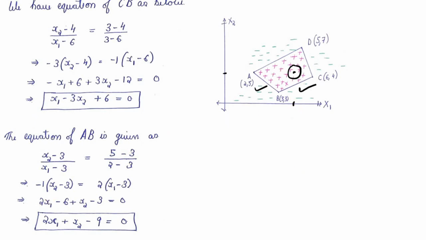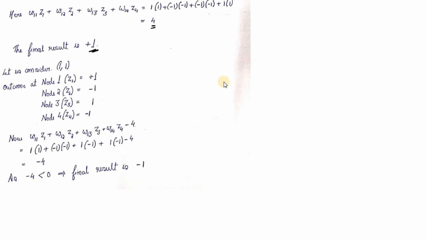Now let's consider a point which lies outside the region and validate whether the model is correctly able to identify it as a negative point or not. For that, I considered the point (1, 1). I use the same approach as I did before, or in fact, let me paste the diagram of the neural network over here.